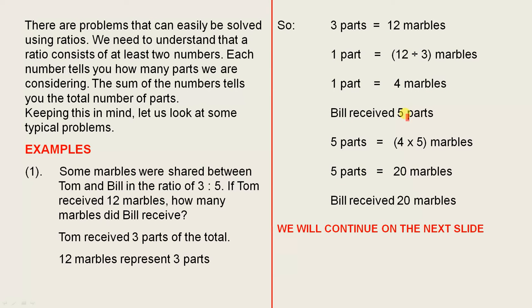Bill received 5 parts, so 5 parts will be 4 times 5, because 1 part is 4 marbles, and Bill received 5 parts, so 5 fours. So 5 parts represent 20 marbles. So Bill received 20 marbles. So let's continue on the next slide.